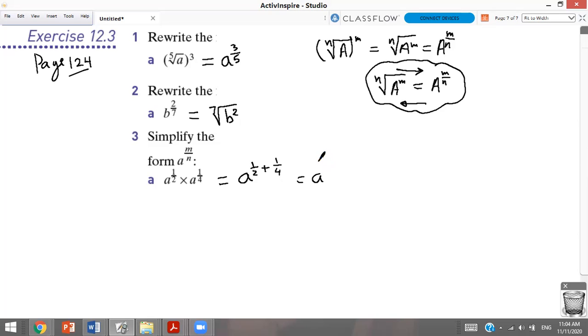Okay, you have another answer? A power what? 2 over 6. From where 2 over 6? You must make common denominator first. I'll ask you, you know pizza? We have half of a pizza and a quarter of a pizza. What is the total?